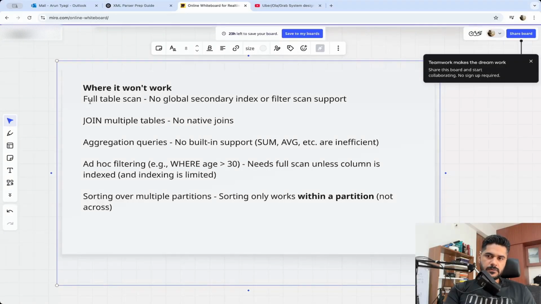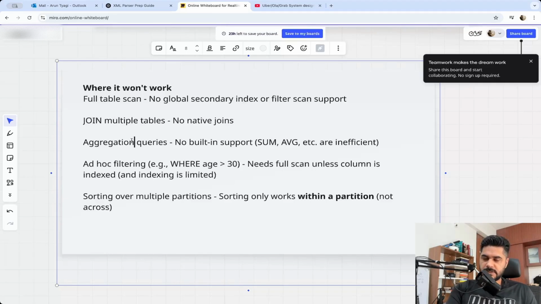And to further highlight where these kinds of DBs, LSM tree, SSTable based, will not work: think that you have to scan the entire table. You don't know your partition. You don't know your global secondary index. There it will not work. Then if you want to join multiple tables, if you want to join within the DB and perform, it will be slow.